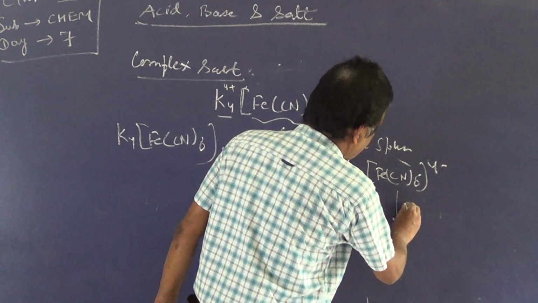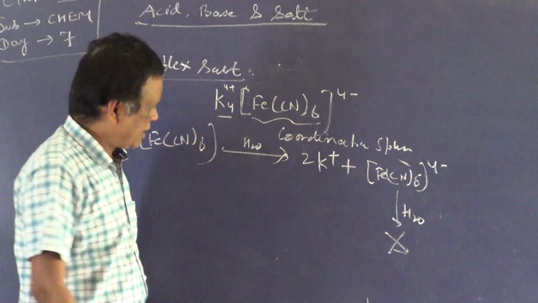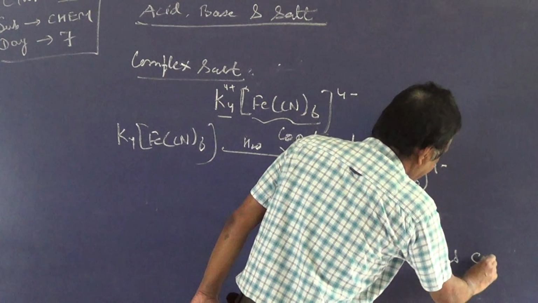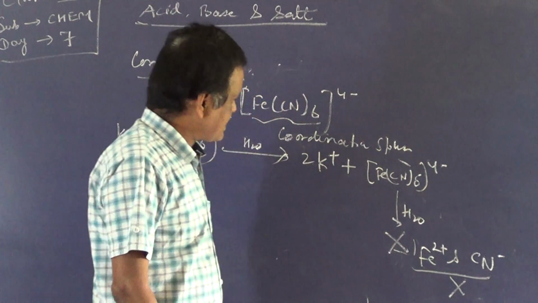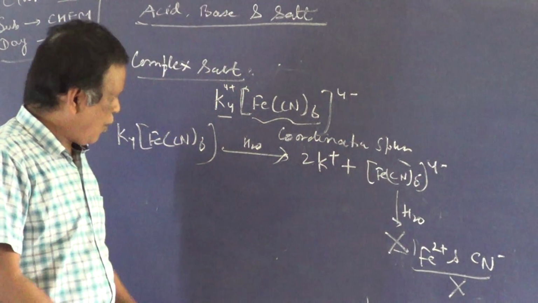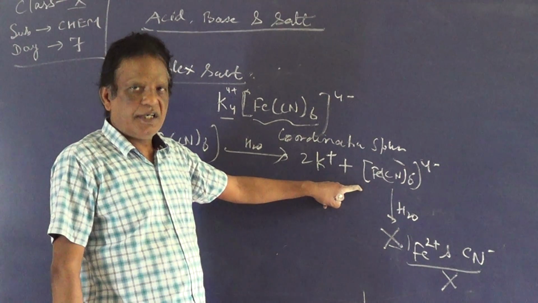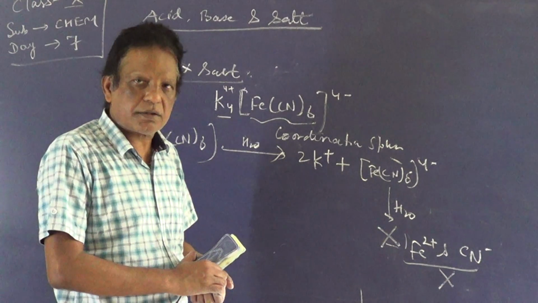Further, they do not dissociate into ions. They do not give the test of Fe2+ and CN-. So in the coordination sphere, it retains its identity in aqueous medium. These salts are called complex salts.